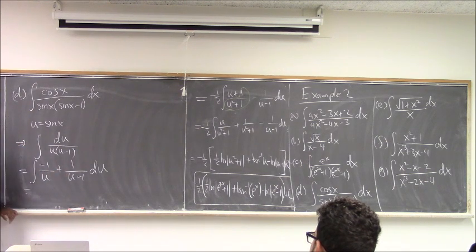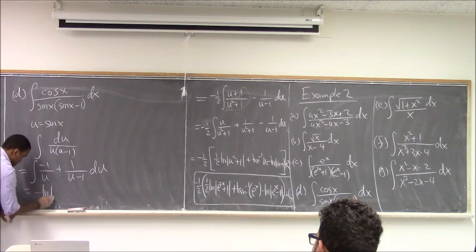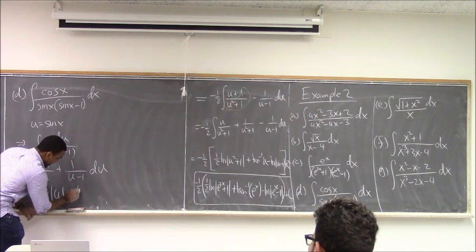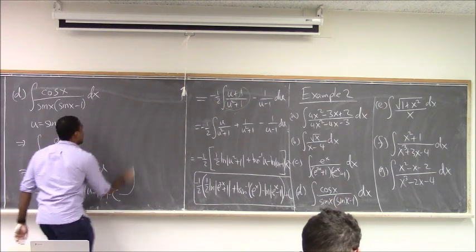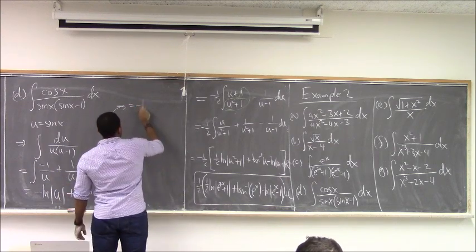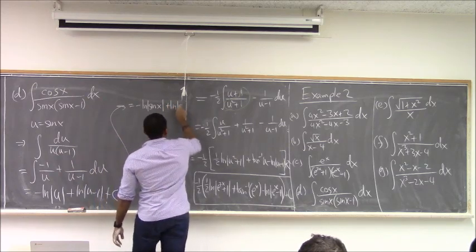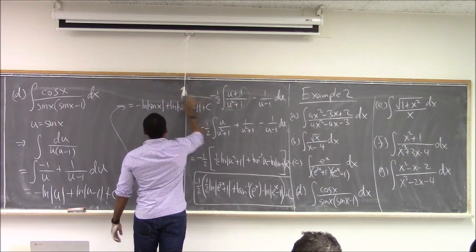Integral? Oh, negative ln of u plus, ln the absolute value would be plus. Okay. And now you just plug that in. So it's minus ln of sine of x plus ln of sine of x minus 1. Yes.